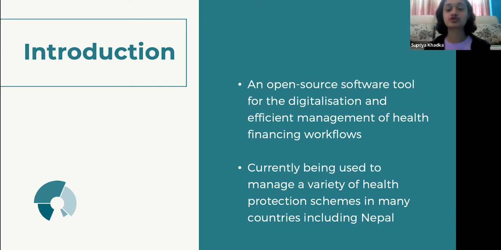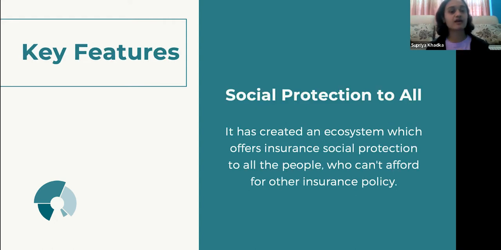openIMIS is an open source software tool for the digitization and efficient management of health financing workflows. In a nutshell, it is an insurance tool. It is currently being used to manage a variety of health protection schemes in Nepal and also in many other countries. If we are talking about the key features of openIMIS, the first is it provides social protection to all.